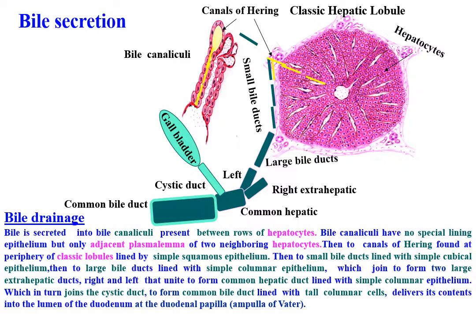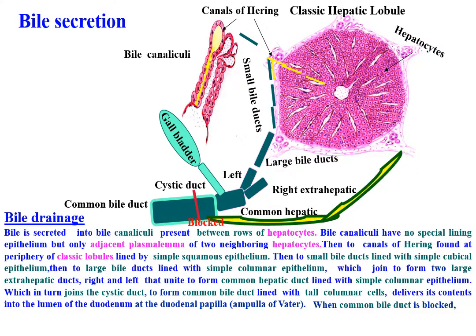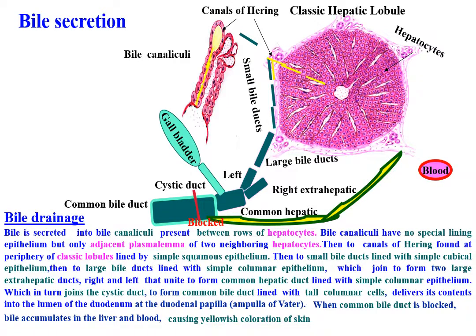Common bile duct is lined with tall columnar cells and delivers its content into the lumen of the duodenum at the duodenal papilla, the ampulla of Vater. When the common bile duct is blocked, bile accumulates in the liver and the blood, causing yellowish coloration of the skin, a condition which is called jaundice.